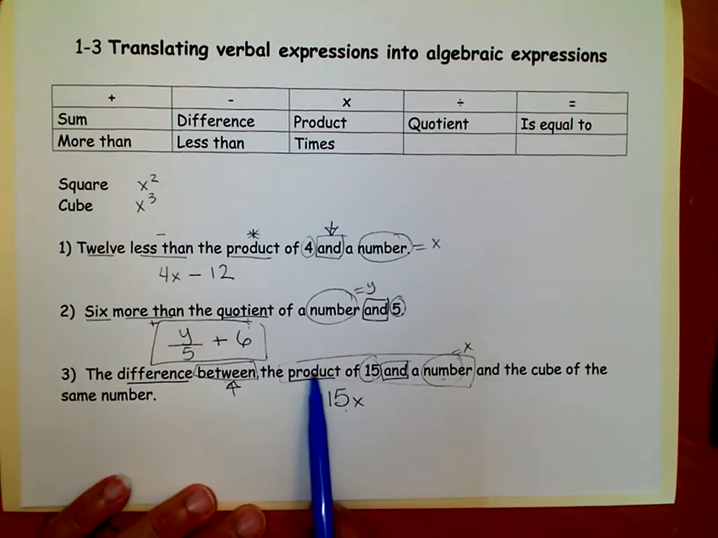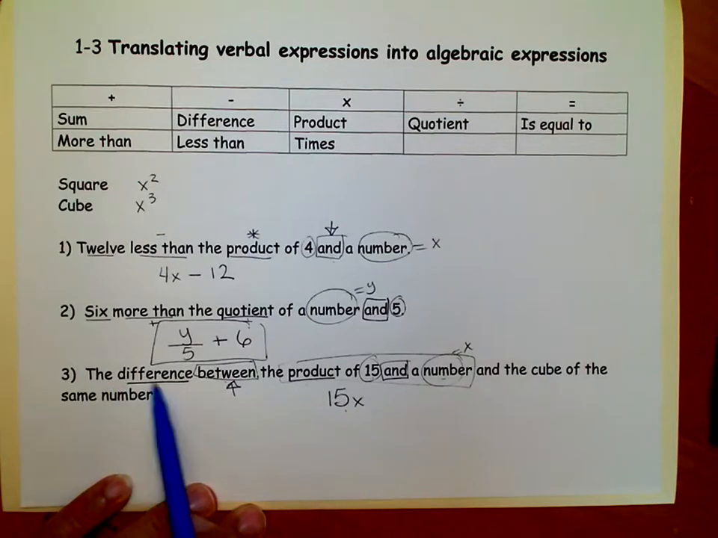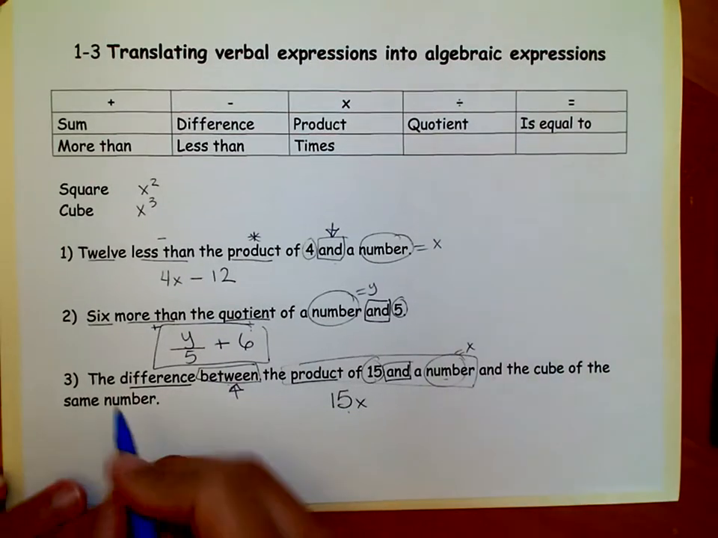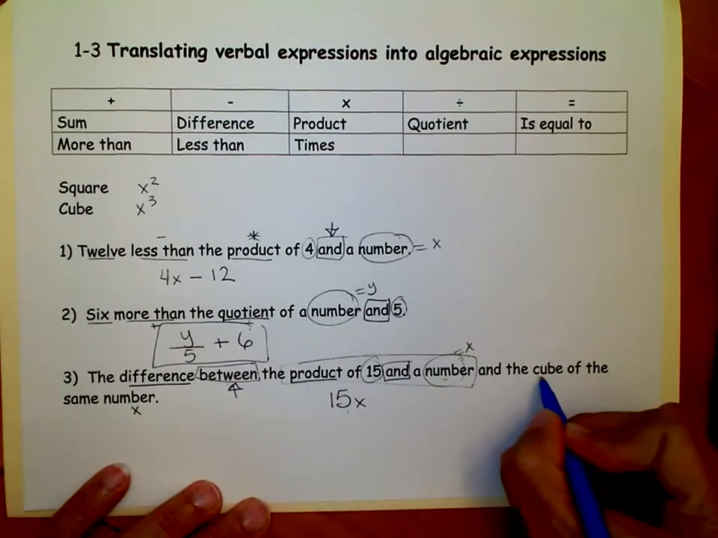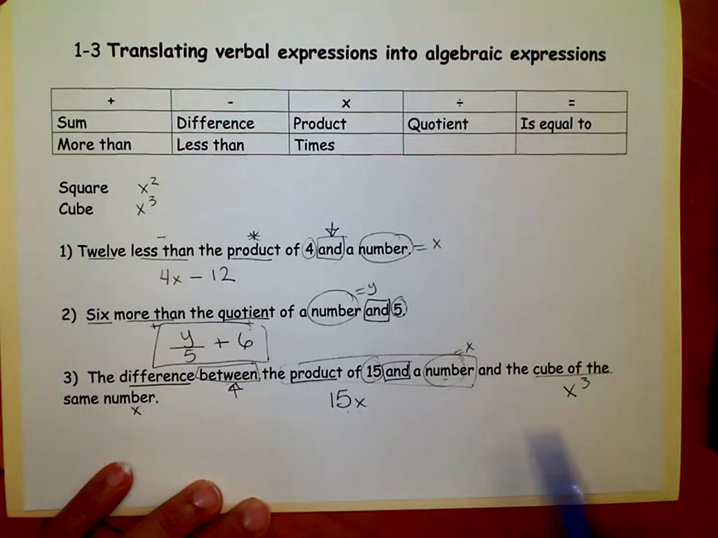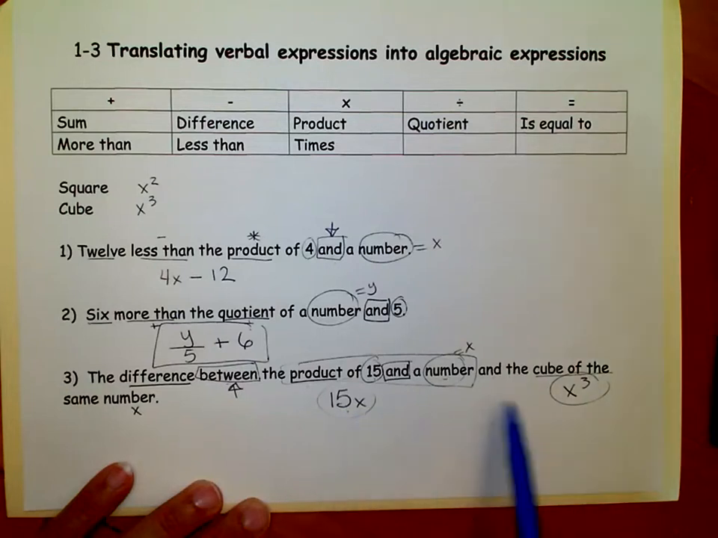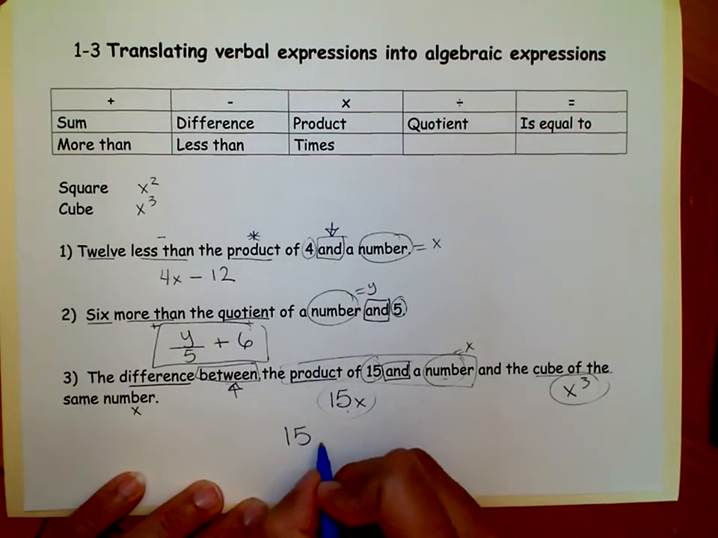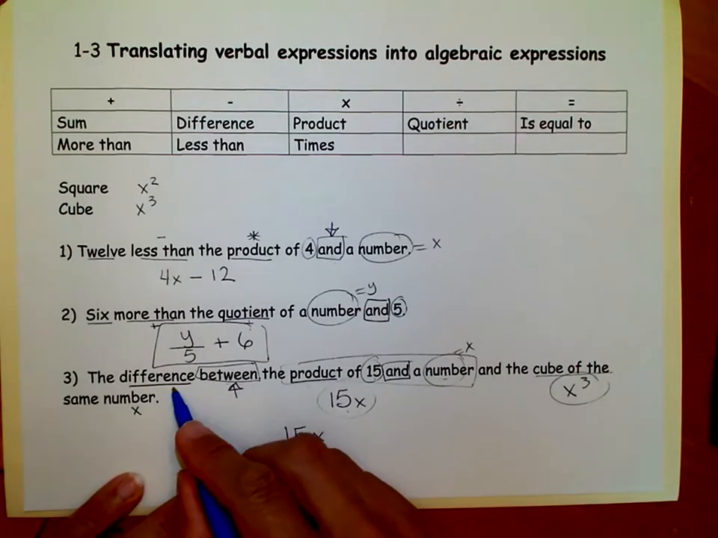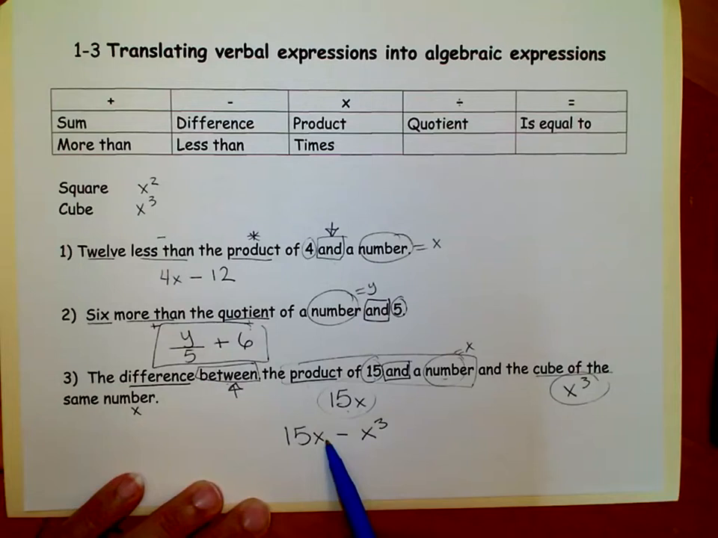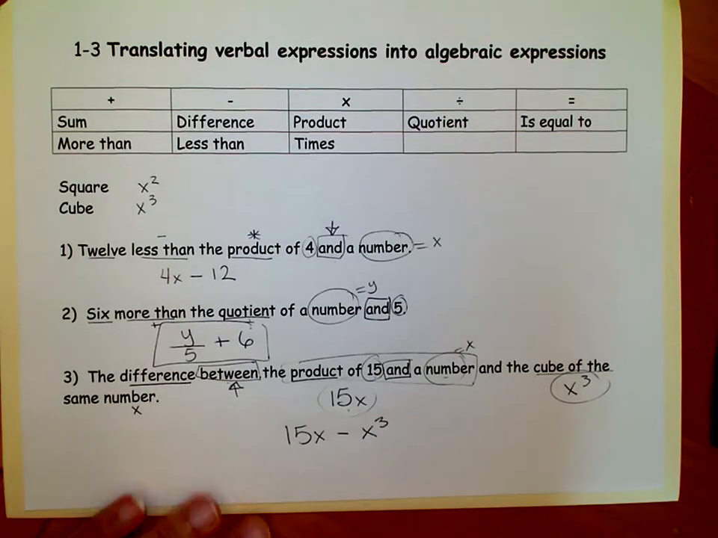So now let's reread it, but instead of saying all that, we're just going to say 15x. The difference between 15x and the cube of the same number. What's our number? It was x. How do we write the cube of that same number? We write x cubed. So now let's read it again with our new terms: the difference between 15x and x cubed. That sounds so much better than all that, doesn't it? Difference means subtraction, so I'm going to do it in this order: the difference between 15x and x cubed. So that was a little challenging.